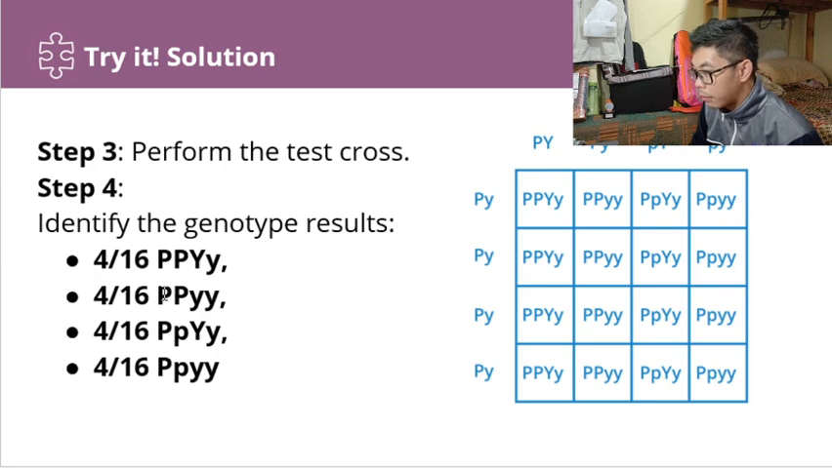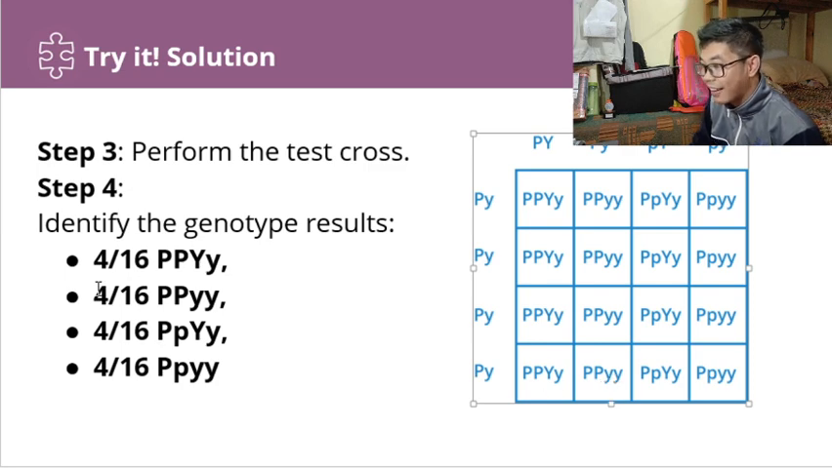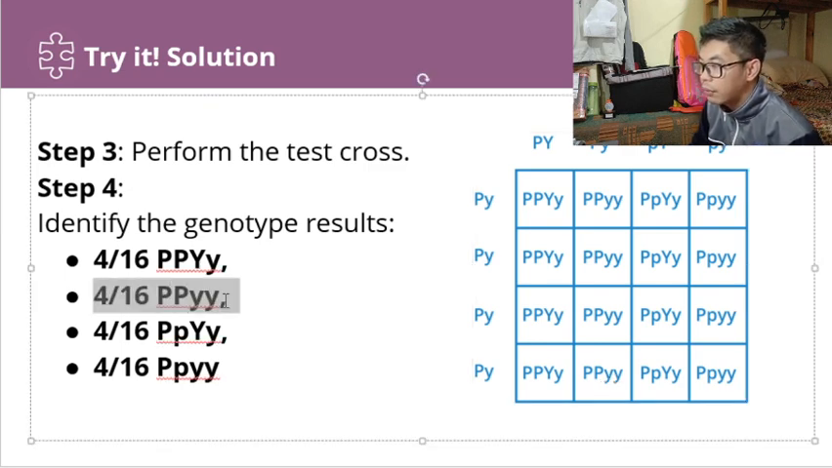Tapos, meron din tayong capital P, small y, and small y, which is actually this one. So, this one yung nasa taas, try mo i-count kung magkakapareha sila. We know that this one here is the same as this one, is the same as this one, and the same as that one. And there's no other same na pareha makikita mo dito. So, we can say again that there is 4 out of 16. Tapos, the rest goes. Parehas sila, 4 out of 16. And this one here, parehas lang pakababa. So, 4 out of 16.